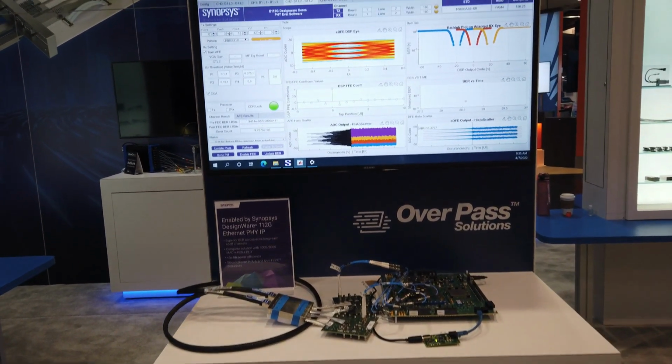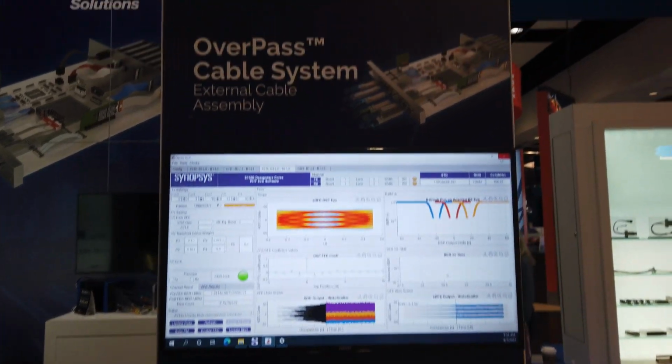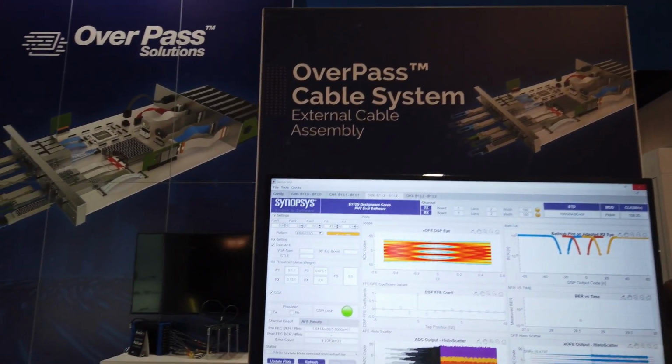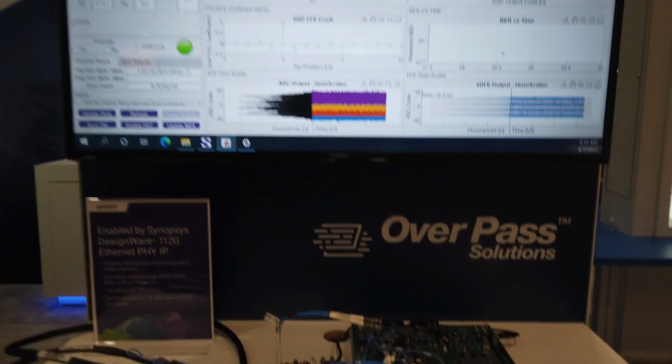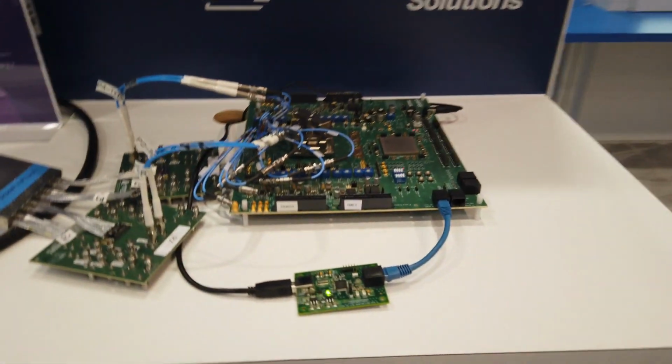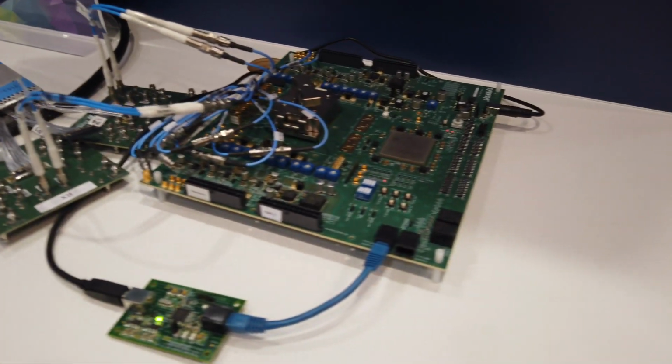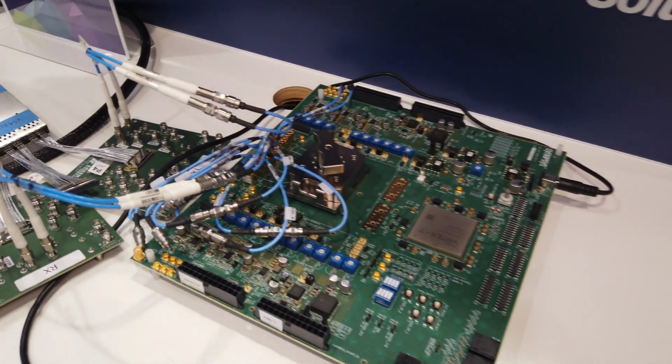Here at DesignCon 2022, we are at Amphenol's booth. We have two setup demonstrations with Amphenol. One is with the extra long reach channel and the other is with the medium reach channel. Here is a Synopsys 112 gig evaluation board.